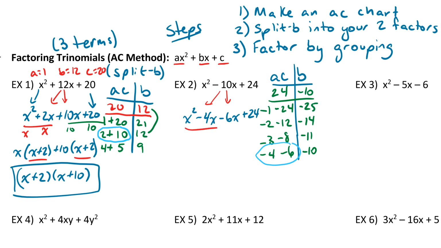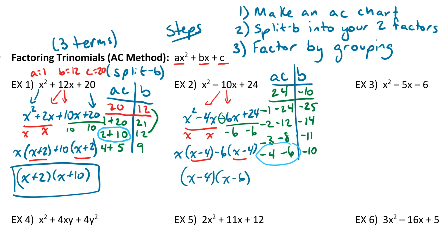And then we can group this. So for the first group, the GCF is x. So we have x times x minus 4. For the second group, the GCF is going to be negative 6. Don't forget about that negative since the leading term for that group is negative. And we're going to end up with negative 6 times x minus 4. Insides match, so we're going to have x minus 4 times x minus 6. And that's our answer.